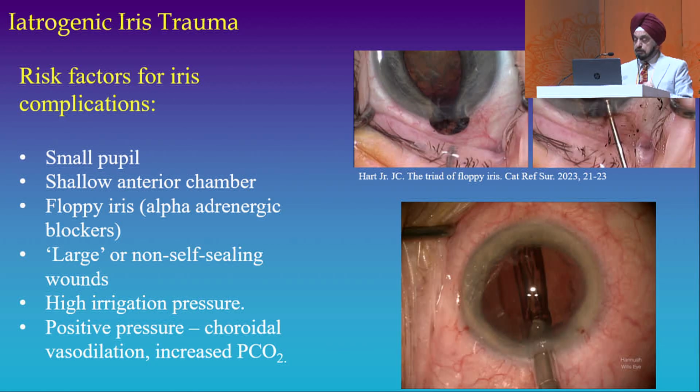Now, what are the risk factors for iris complications? We've seen a small pupil, shallow anterior chamber, floppy iris, patients on tamsulosin, and a large, not well-constructed wound, high irrigation pressure, and positive pressure due to choroidal vasodilation. If you suddenly release the aqueous, and there is sudden collapse of the anterior chamber, sudden hypotonia, you get choroidal vasodilation, and that can cause positive pressure on the back of the eye.